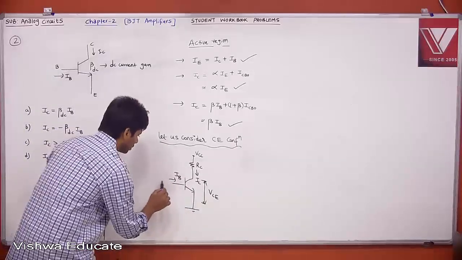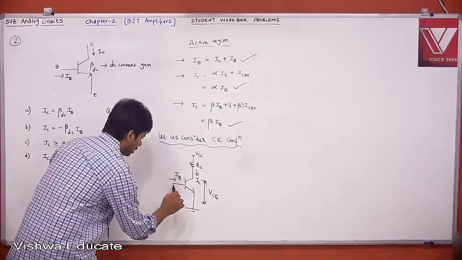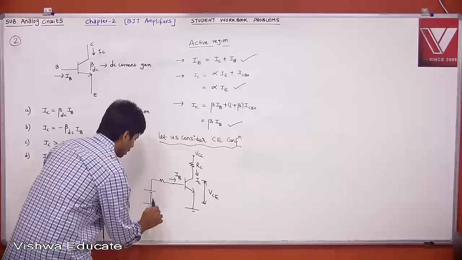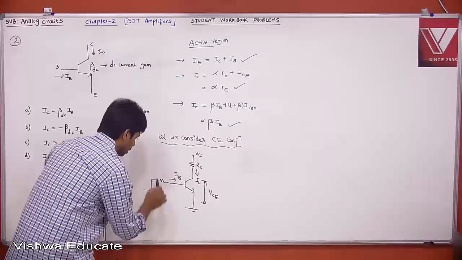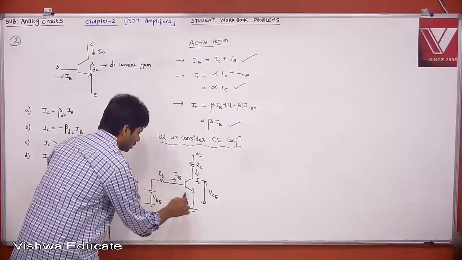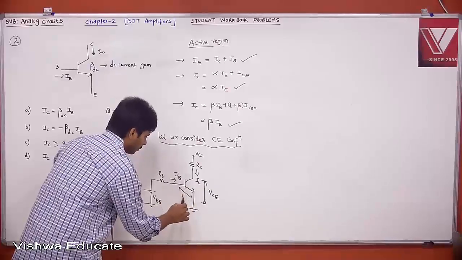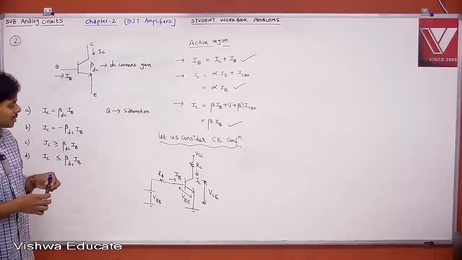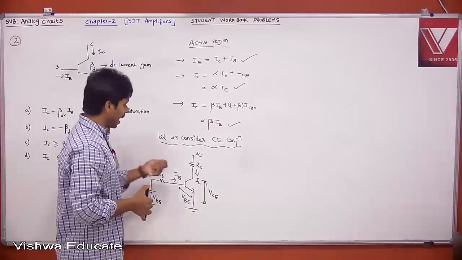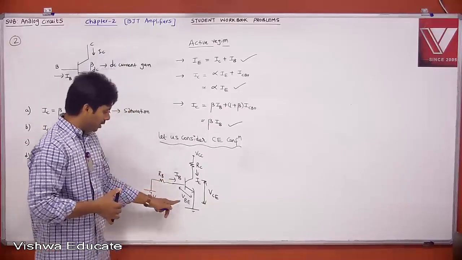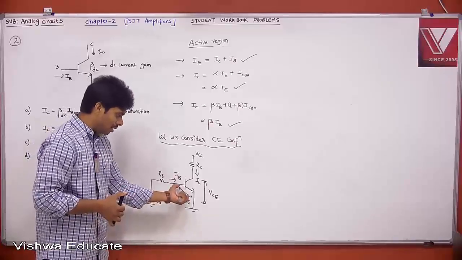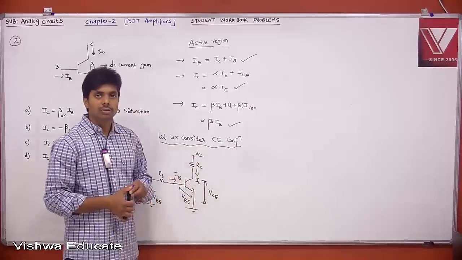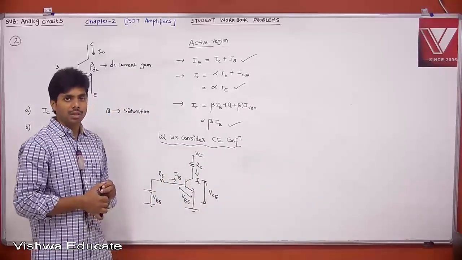What it may be, we are connecting through something. Let it be your VBB, and this is your RB, and this is your VBE. Now tell me, what is the condition for active region? Your VBE should be greater than or equal to 0.7, and your VCE should be greater than 0.2. Then the transistor is said to be in active region.